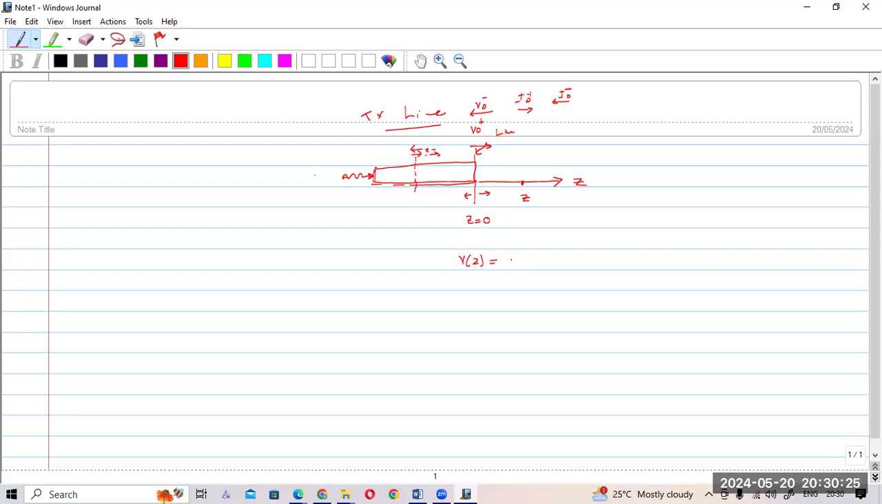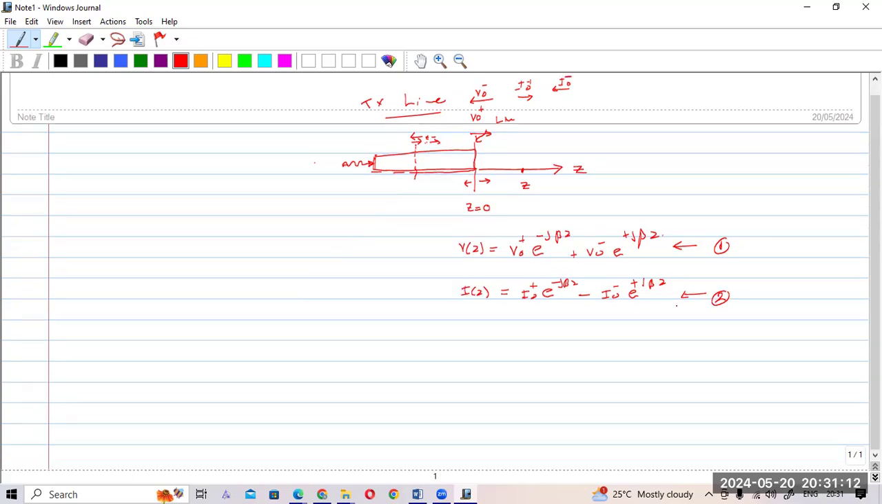So V(Z) is considered as V0 plus e to the power minus j beta Z plus V0 minus e to the power plus j beta Z. And also I(Z) we have considered that I0 plus e to the power minus j beta Z minus I0 minus e to the power plus j beta Z. We have learned these two equations. So you need to understand this equation. Let's say equation 1 and equation 2.